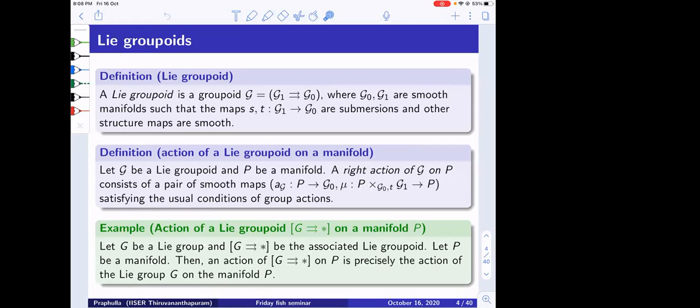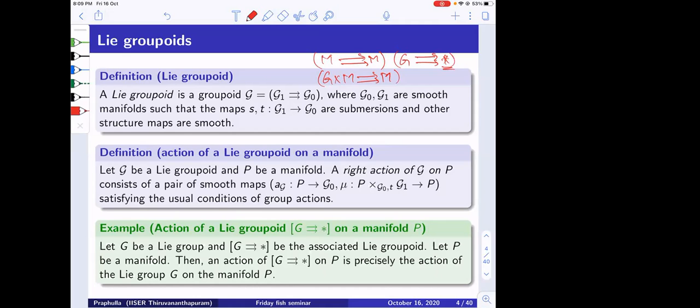To give some examples, any manifold can be treated as a Lie groupoid, and any Lie group can be treated as a Lie groupoid. Any group can be treated as a groupoid with the object set a singleton. And if you take an action of a Lie group on a manifold, that can also be treated as a Lie groupoid. So these are the basic examples of Lie groupoids.